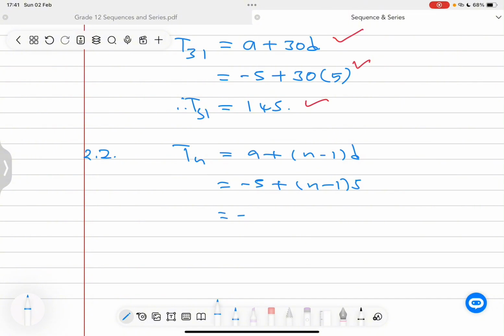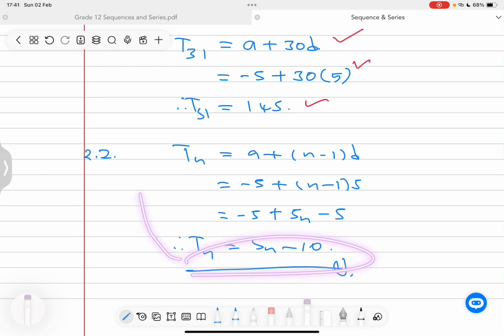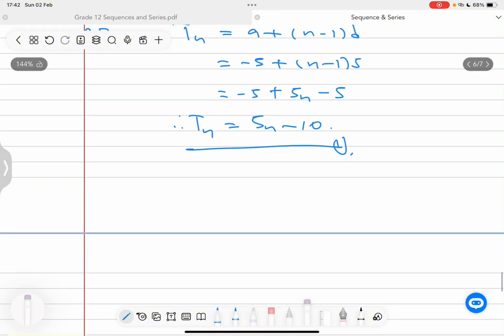So this would result in a situation where I'm going to use my distributive property. I'm multiplying the 5 and the n. This should give me 5n, and here I'm going to have a -5. A -5 and a -5 would give me a -10. So the nth term would be defined by 5n, because here I'm having a positive 5n, then I'm subtracting a 10. And that is my nth term. You can use this to answer that question, but they have done them the other way around, forcing you to use that other method.